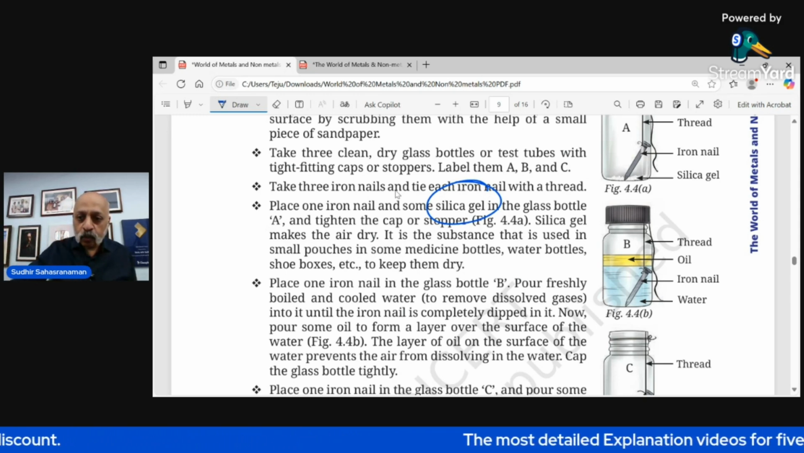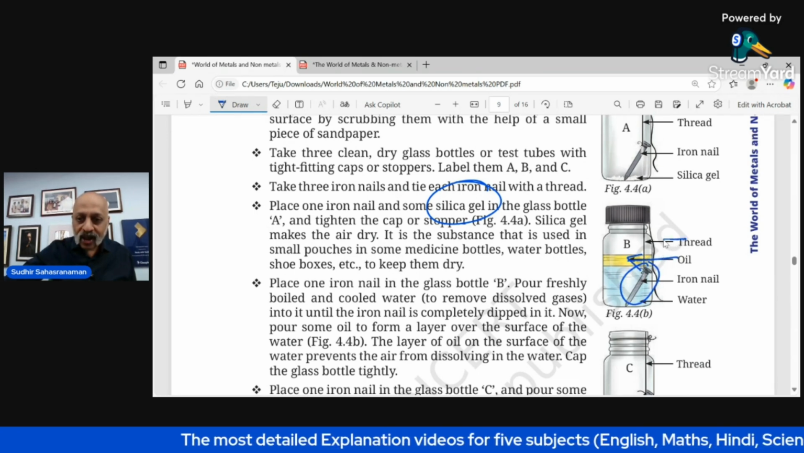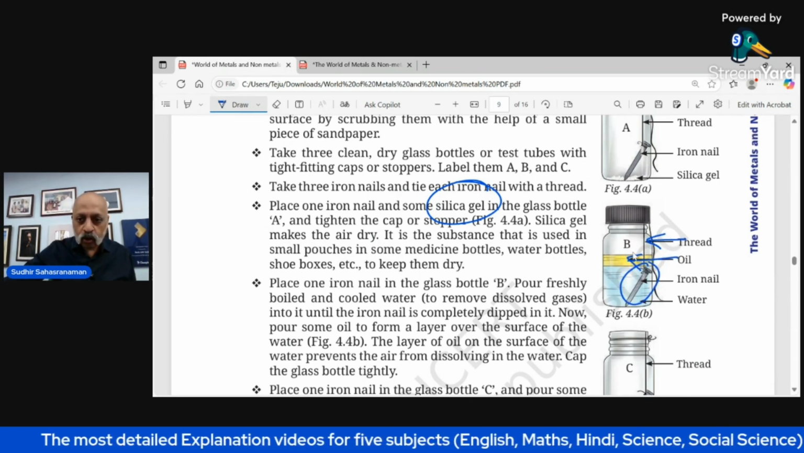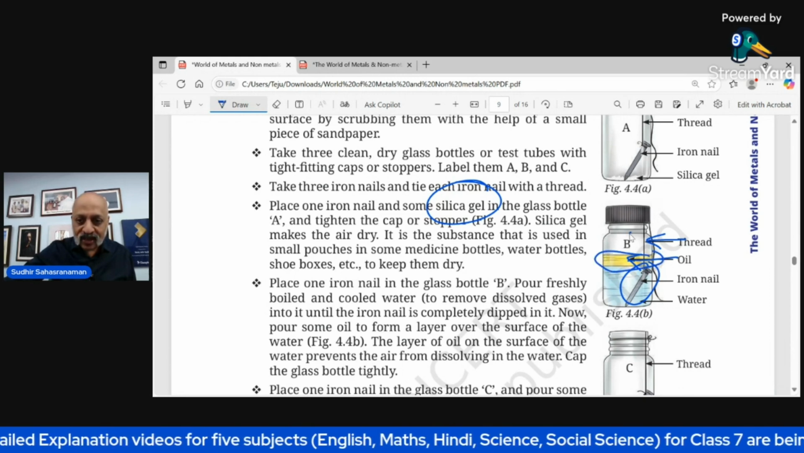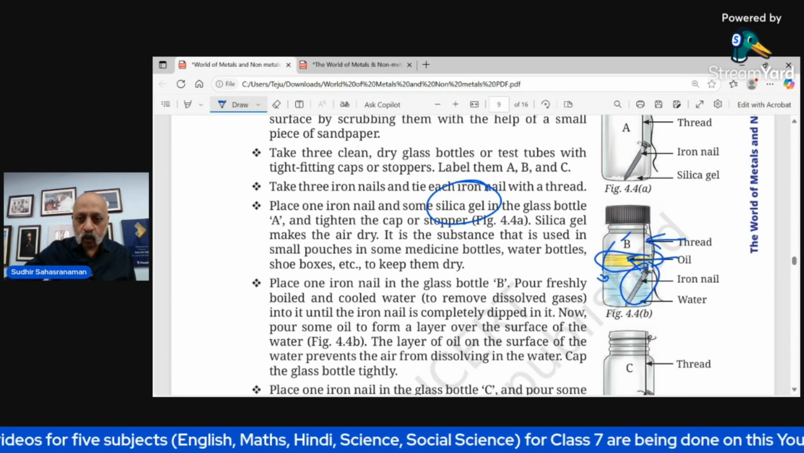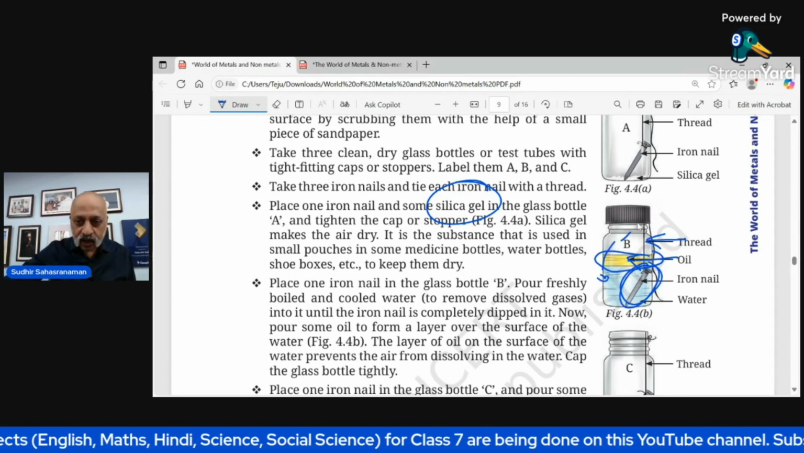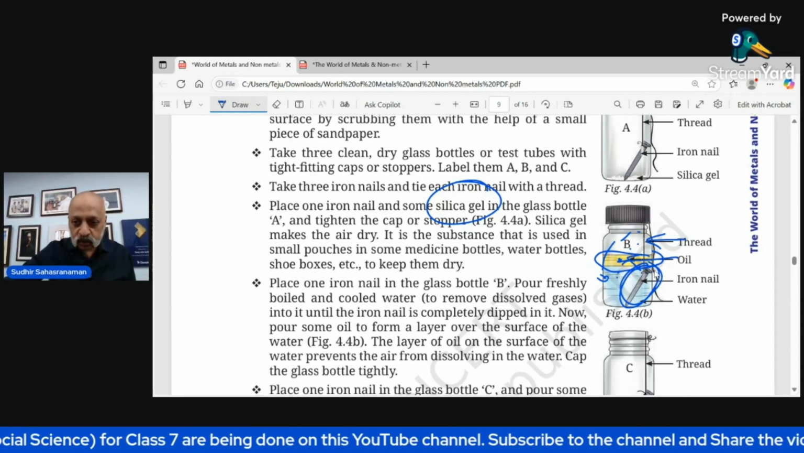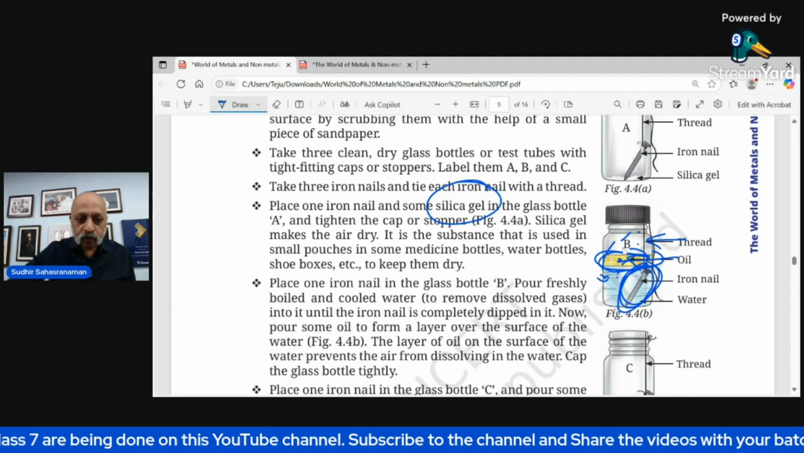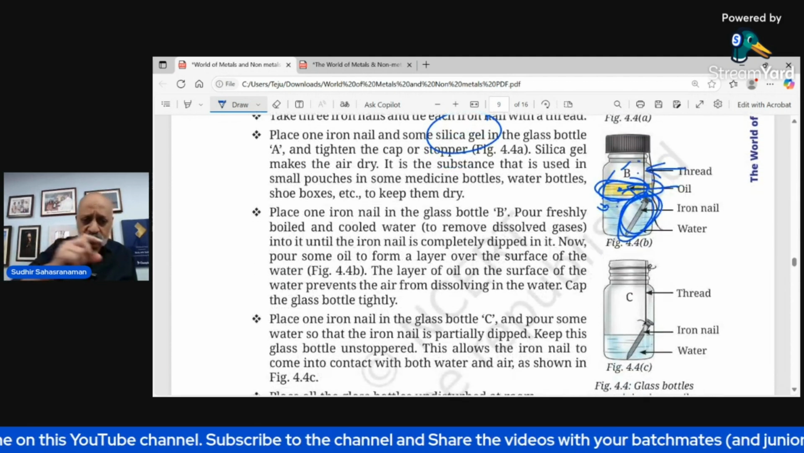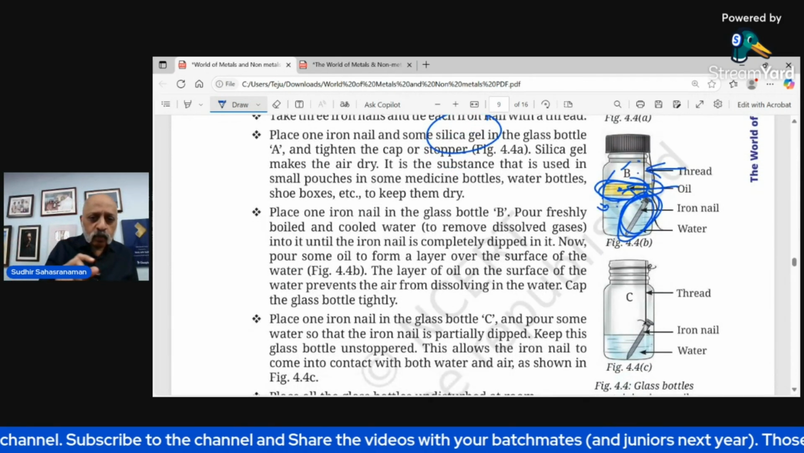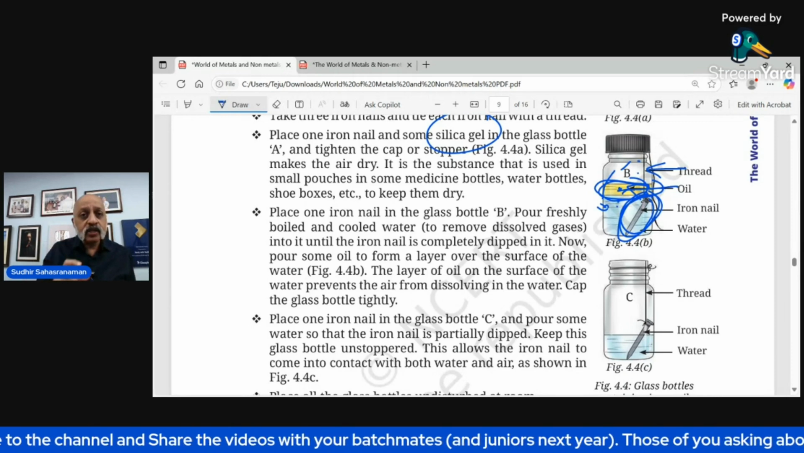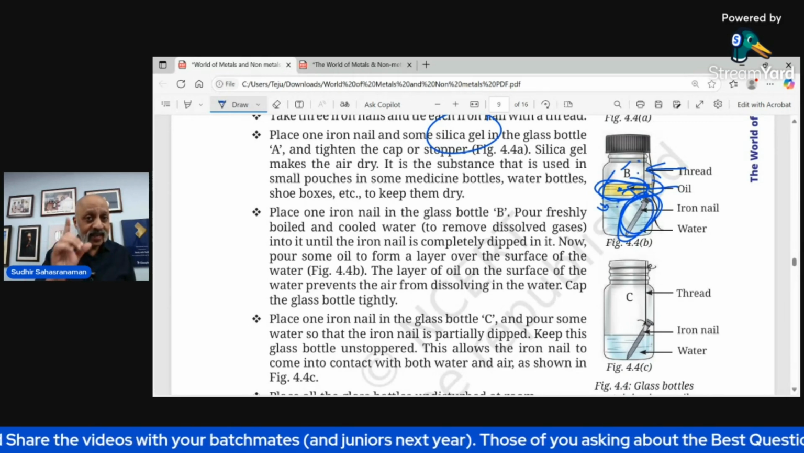The second one, you put it completely in water. Then you put oil on top, and then you have the air on top. So the oil is going to prevent the air from coming in contact with the water. So that means it is completely in water. Otherwise, if you did not have this oil, then the air would have been in contact with the water. So here, the surface of oil is going to prevent the air from dissolving in the water. That is the second condition.